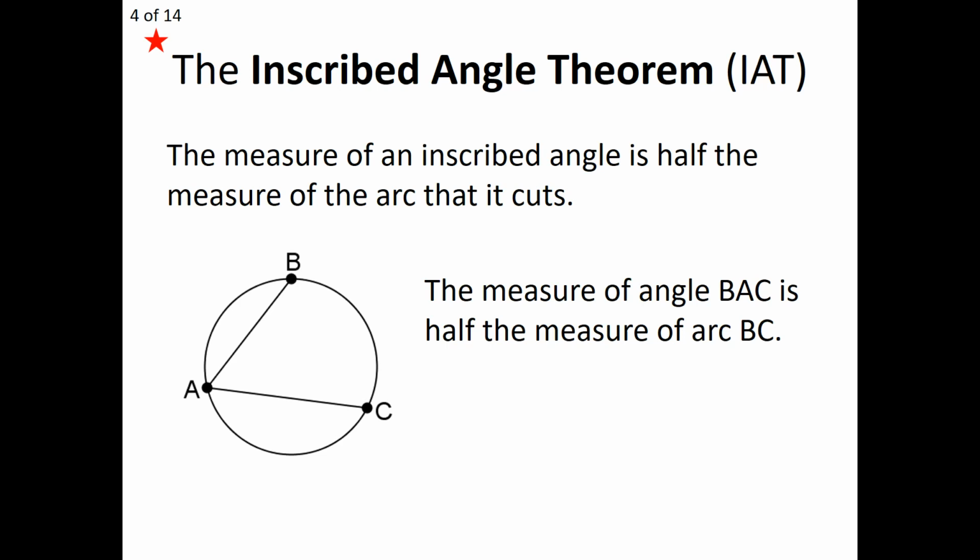So we could play around with some numbers. Let's say that angle BAC is 30 degrees. Well, that means the arc that it cuts is 60 degrees. The arc is twice the angle, so the angle is half of that. And of course, let's say the measure of the arc it cuts is 100 degrees. Then the inscribed angle is going to be half of that, right? 50 degrees. And so we're going to prove, specifically for the inscribed angle theorem, that the measure of the inscribed angle is half the measure of the arc that it cuts.